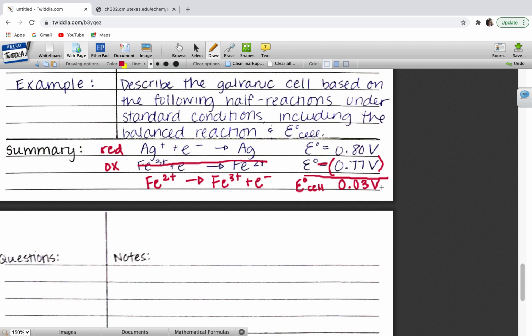Okay, now we need to include, so I got E cell, that's done, right? We need to include the balanced reaction. So balanced reaction, I already know that I am going to keep my silver like this, and I am flipping this bad boy right here.